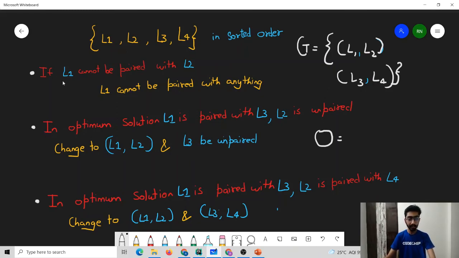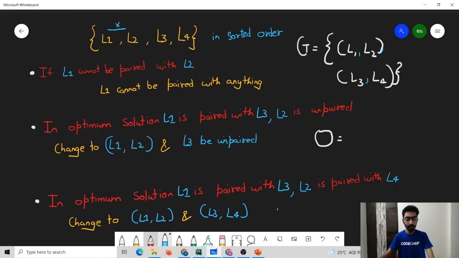So consider that L1 cannot be paired with L2. In that case, I will first prove that L1 cannot be paired with anything else. So what I am stating is, if L1 and L2 pairing is not possible, then L1 and L3 pairing is also not possible, and L1 and L4 pairing is also not possible. In other words, if in our greedy solution L1 is unpaired, then in any optimum solution also L1 will remain unpaired.